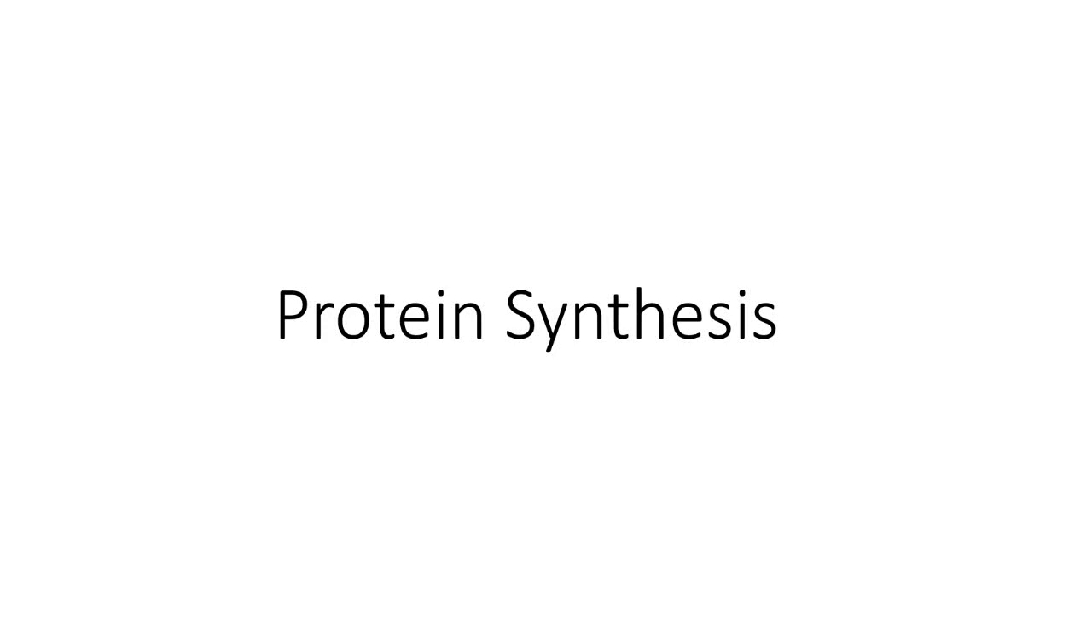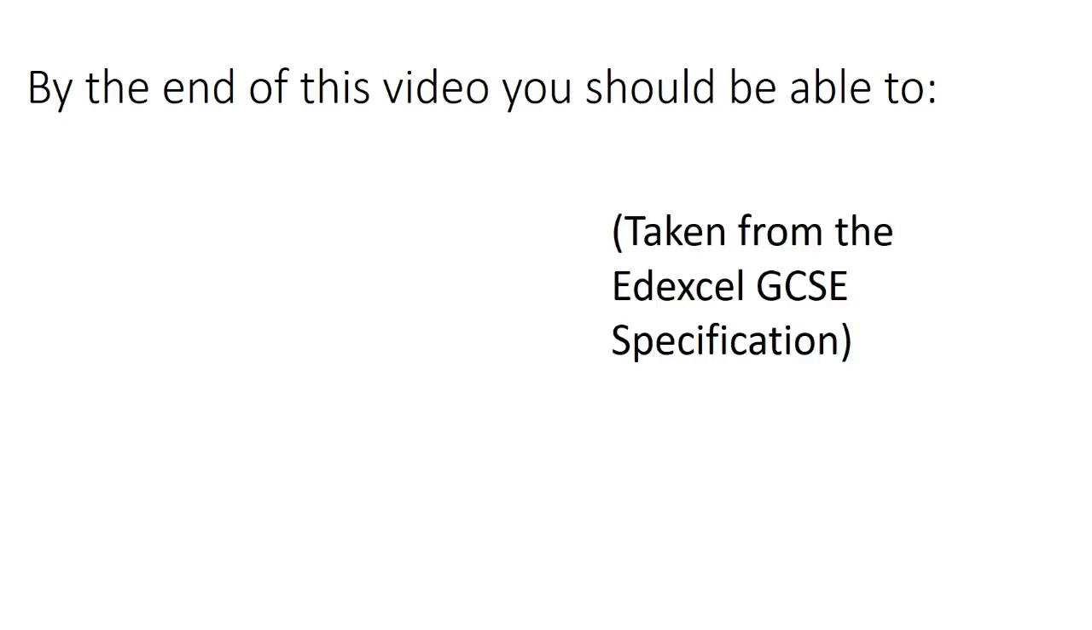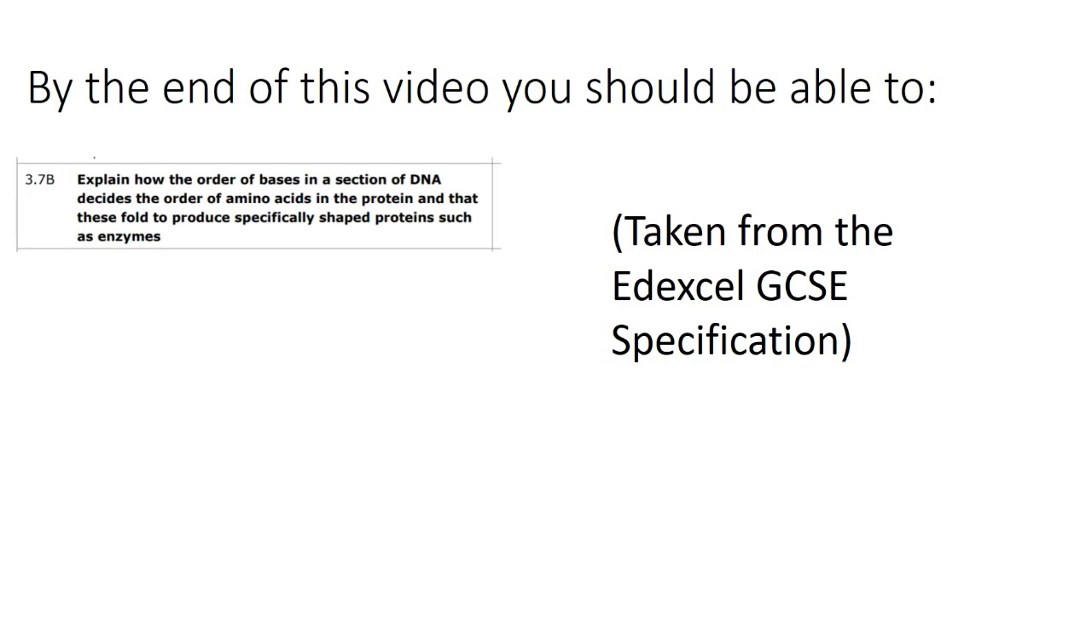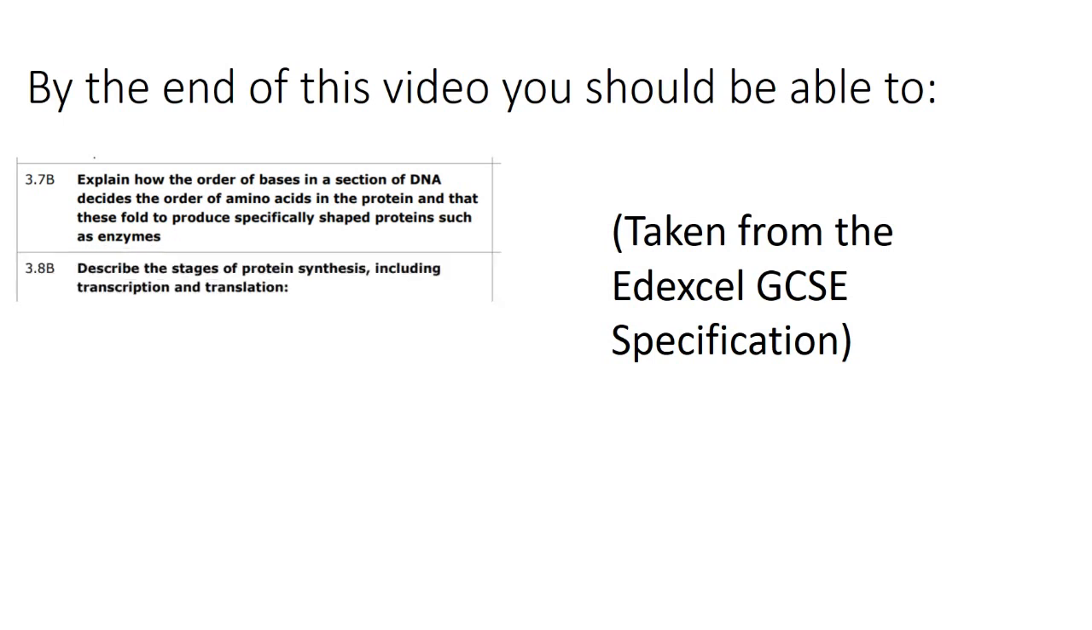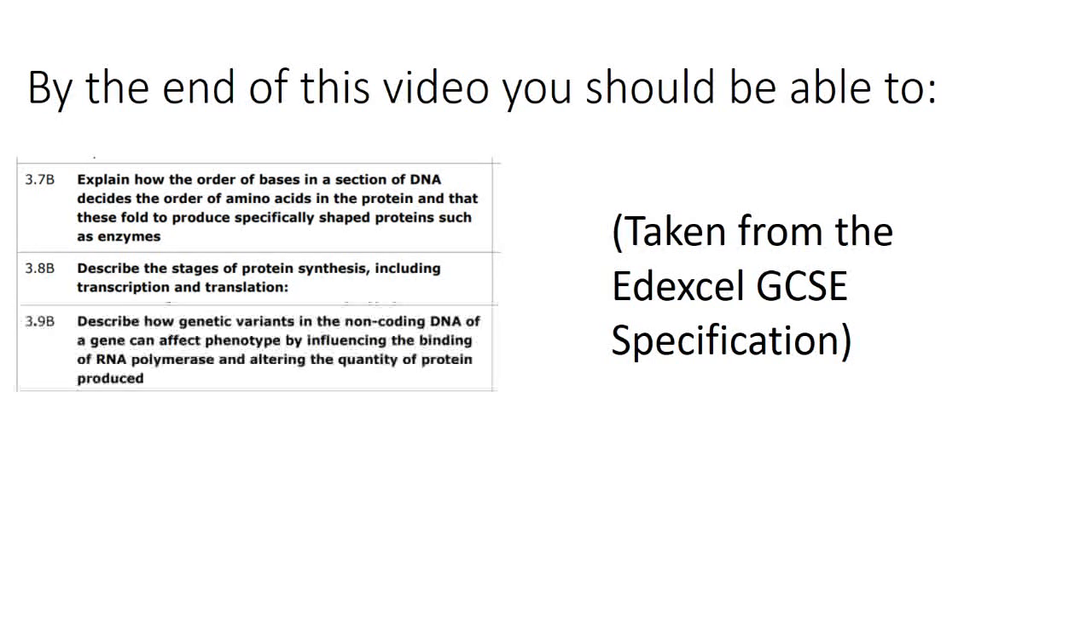Protein synthesis. By the end of this video you should be able to, and this is taken from the GCSE specification, explain how the order of bases in a section of DNA decides the order of amino acids in the protein, and that these fold to produce specifically shaped proteins, such as enzymes. You should be able to describe the stages of protein synthesis, including transcription and translation.